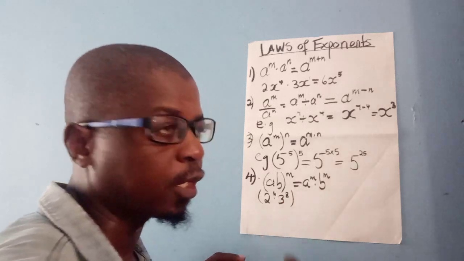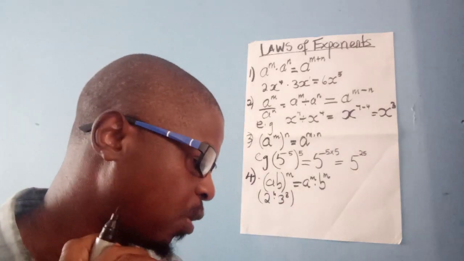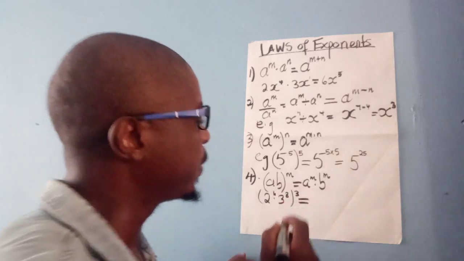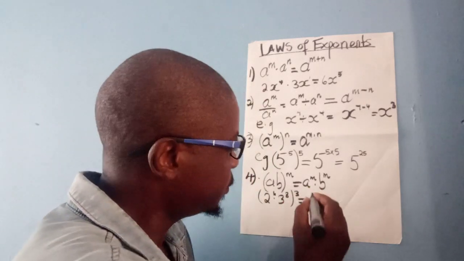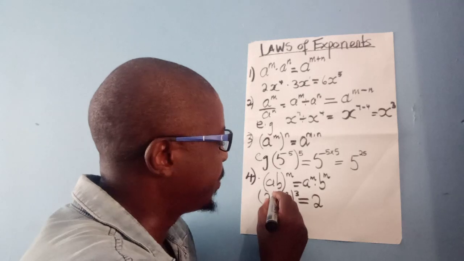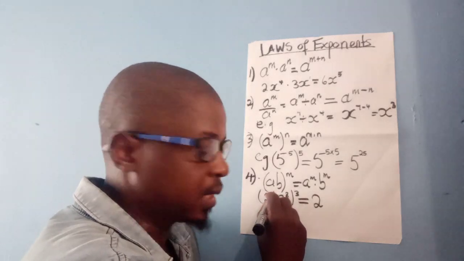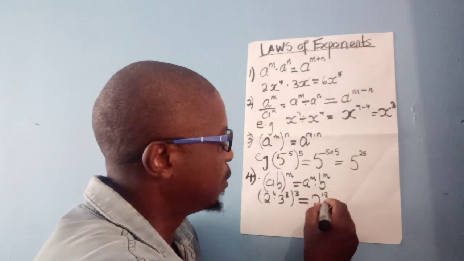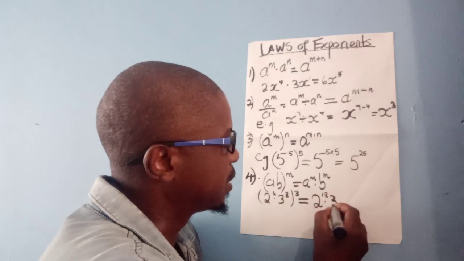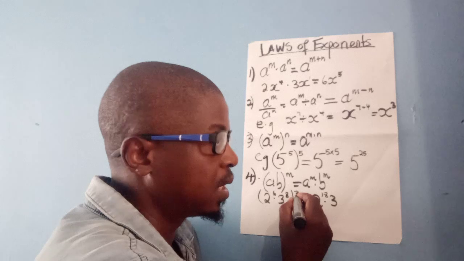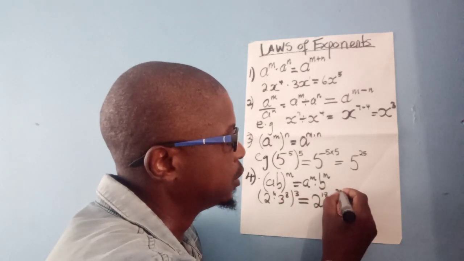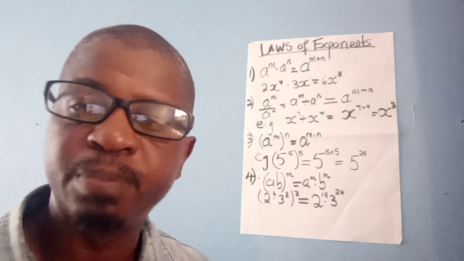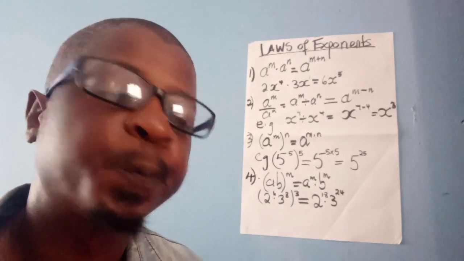If we enclose our bracket and raise all that is in the bracket to the power of 3, we are going to have 2 to the power of 6 times 3, which is 18, multiplied by 3 to the power of 8 times 3, which is 24. Such a very big number, so it's much easier for me to leave it in this form.